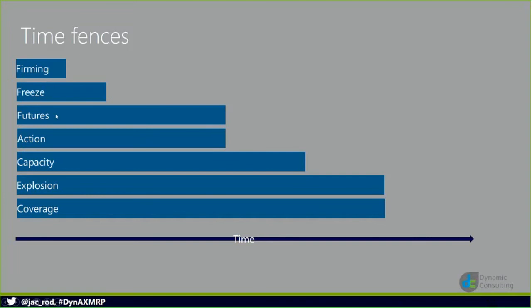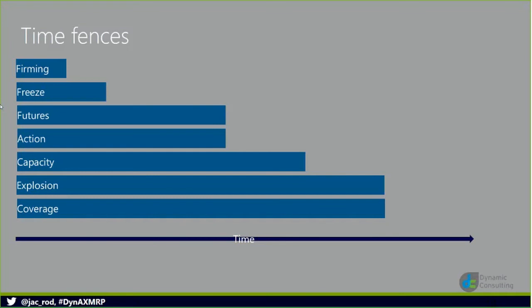Now, what is a time fence first? A time fence is a way to indicate how many days master planning should look out from today's date to find transactions or to do certain tasks. So for example, a coverage time fence is the number of days that master planning looks out to find all of the demand and supply in order to perform its calculations.